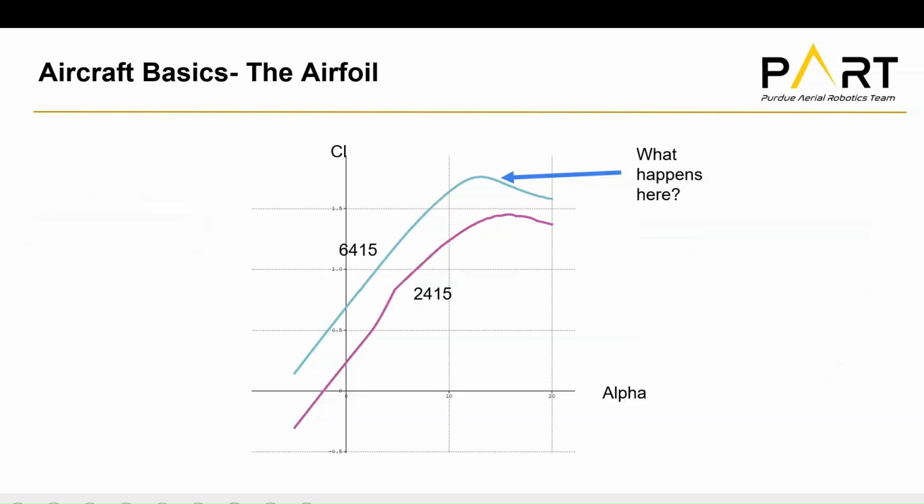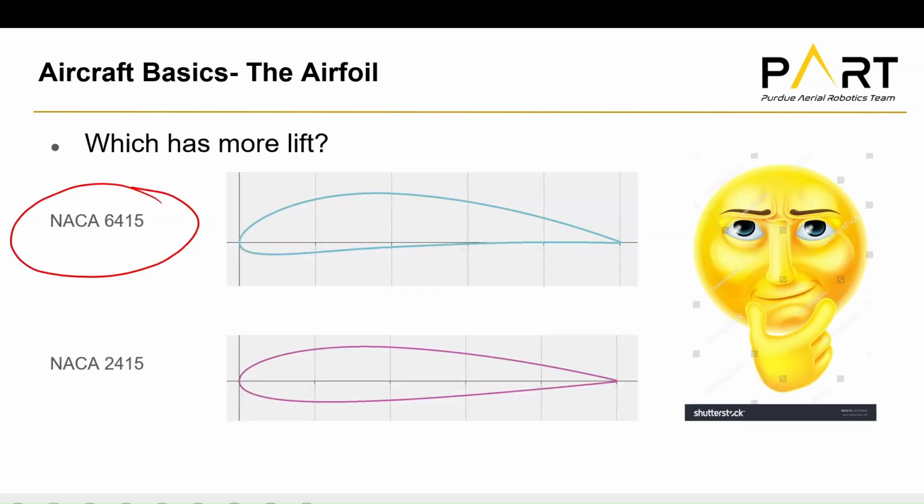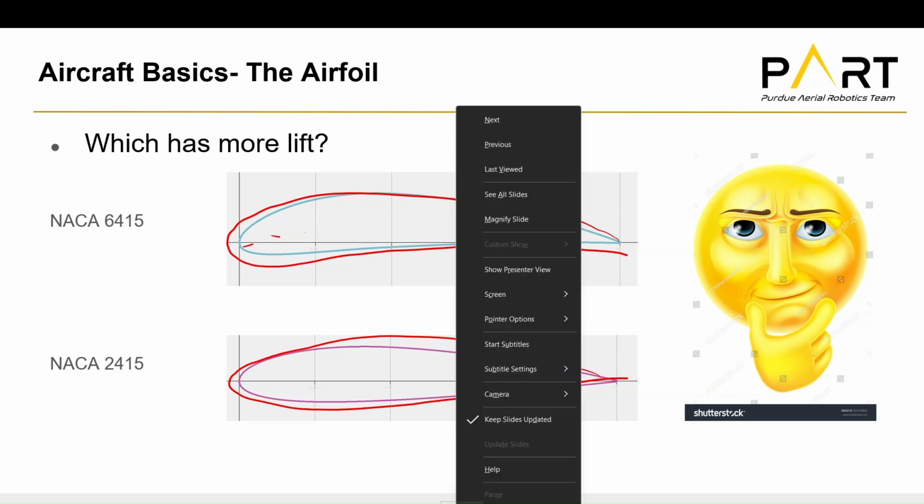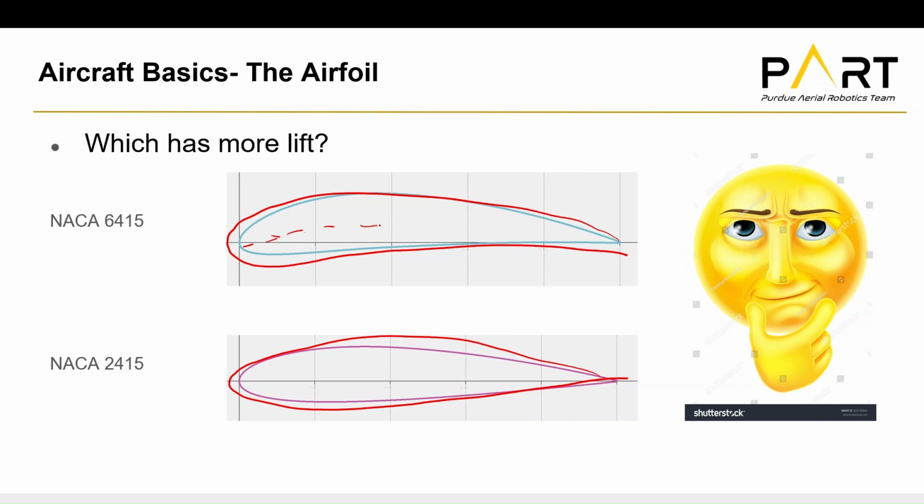Let's see if we go into why. Well, why does this happen? This is because this airfoil is more cambered. If you look at the shape, you can just tell that this thing has a higher mean camber line, as compared to the 2415. This one is not quite so cambered.